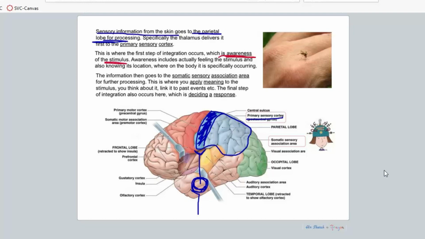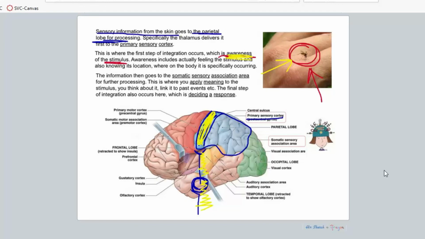So here we have a situation where you have perhaps light touch receptors that are activated on the hand. And that information travels up these neurons to the thalamus, and the thalamus sends that information to the primary sensory cortex. And once that information, not before, but once that information reaches the primary sensory cortex, that's where we become aware of the stimuli. We do not feel this touch until that information hits the primary sensory cortex.